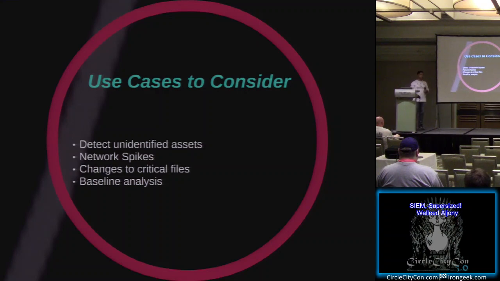Changes to critical files would be one of the most important things. I'd say if you're watching for registry files, where malware usually likes to hide, that's something you'd like to do. Also baseline analysis, which is if you know what your network looks like and you have a number that you know for events happening within the network, then if you see a network spike, you'll be able to tell what's going on if you're forwarding the correct things.